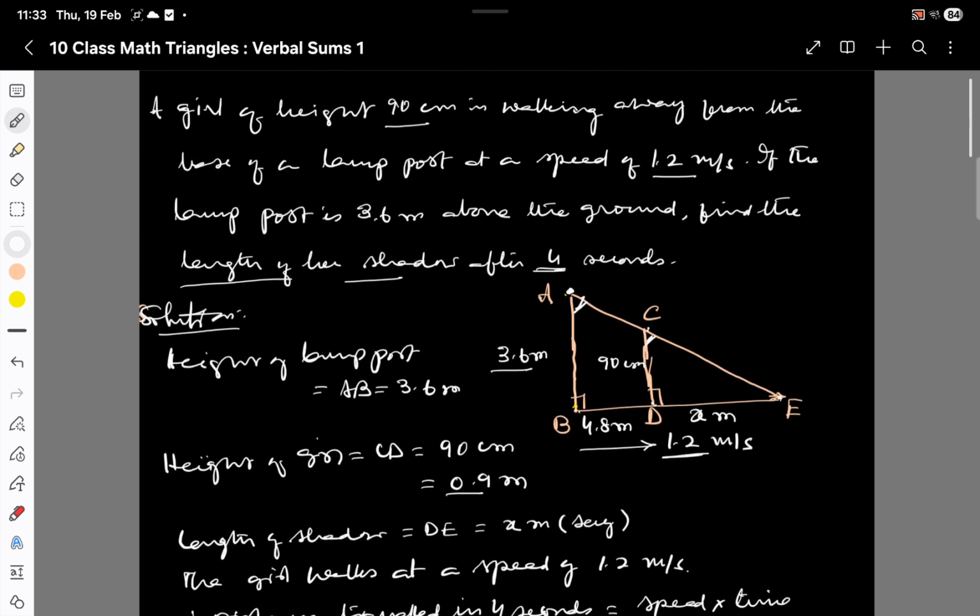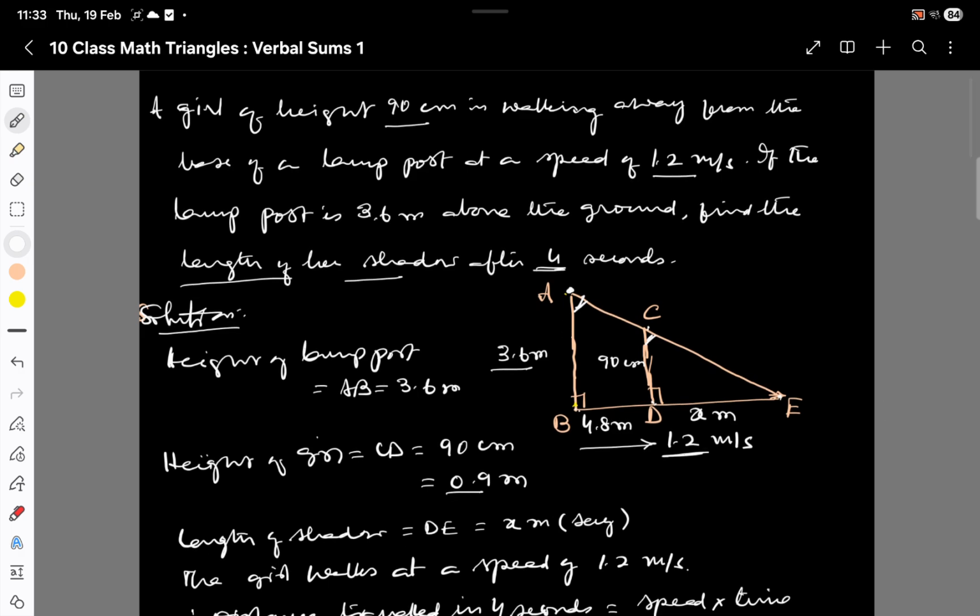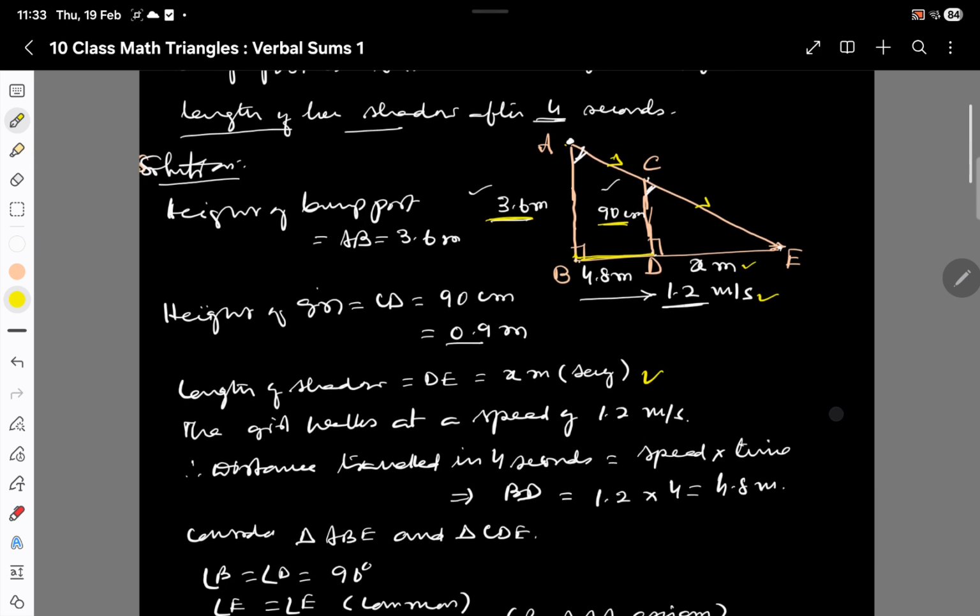This is simple algebra, and we applied similarity of triangles, right? What did we do? Height of the girl is given, height of the lamp post is given, these two are given. The distance walked by the girl is given. We want to find the shadow. This is the light ray. As this is the light ray, the shadow is formed like this, and DE is the shadow. Let it be x. And the speed is given, therefore you can calculate BD. Because speed is given and time is given, BD is 4.8 meters.